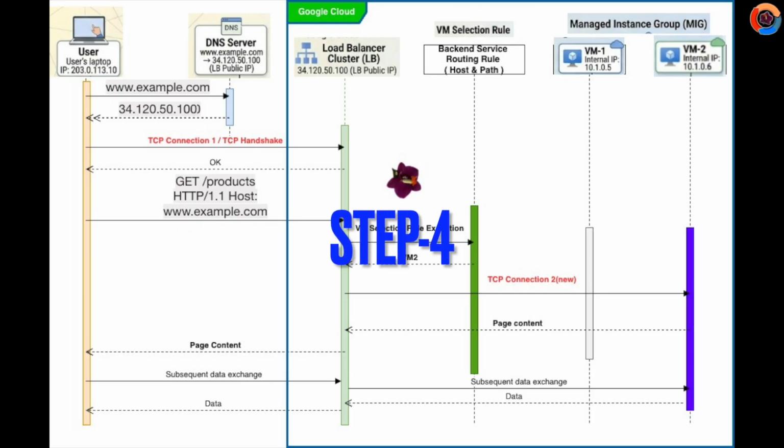Step 4. Host rule evaluation. The load balancer first evaluates the host rule. The host rule examines the host name, which is www.example.com, and determines which routing configuration should handle this request. This allows a single load balancer to serve multiple domains.